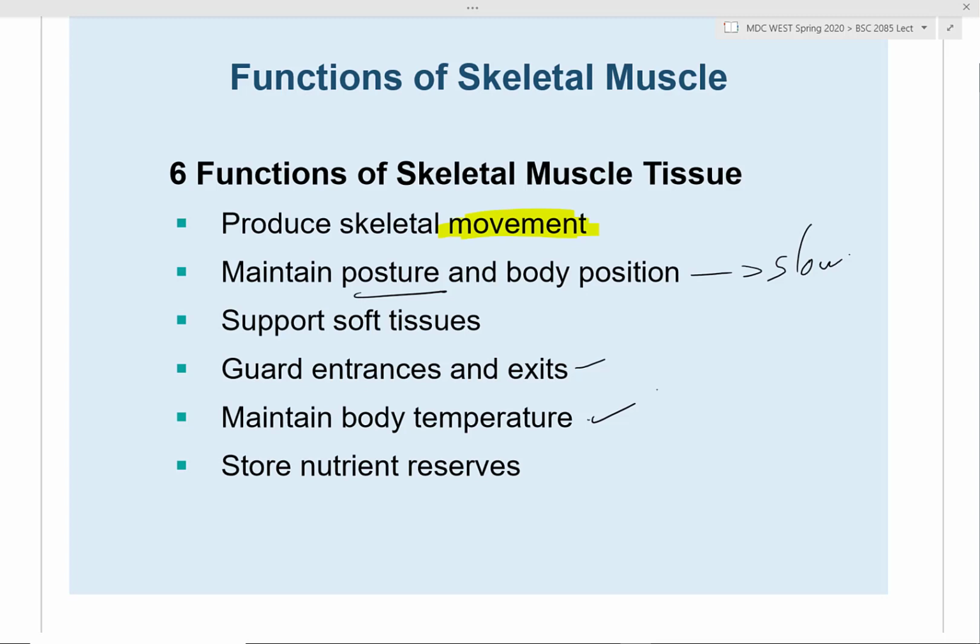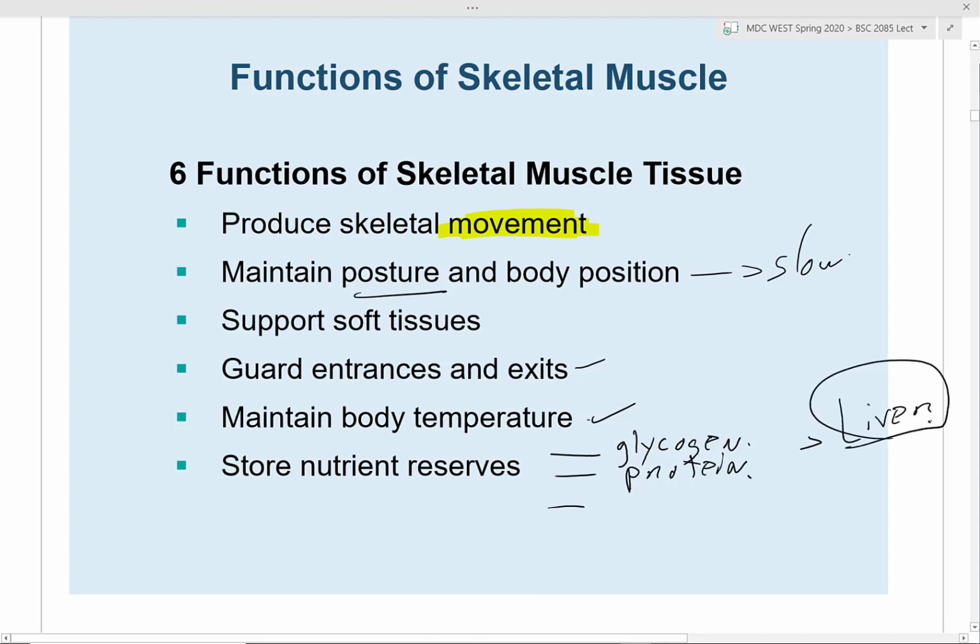Okay, store nutrients and reserve. What nutrients are going to be stored here? So what are we storing in the actual muscle? We're storing mainly glycogen. Yeah, you're right. That was the next one. But mainly what? Glycogen. Where do you store most of your glycogen? Is it in your muscles? No. Glycogen is mainly stored in your liver. Glycogen is sugar, guys. Glycogen is a big molecule of sugar. It's a polysaccharide. So the liver is the main place, the first place where you store the glycogen.